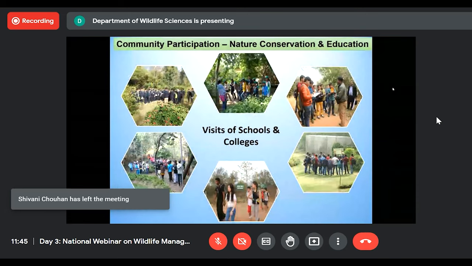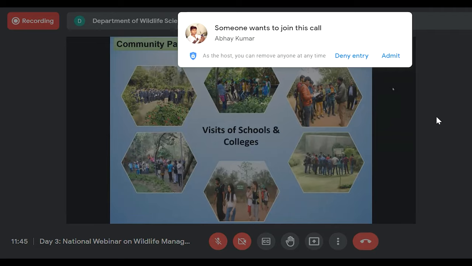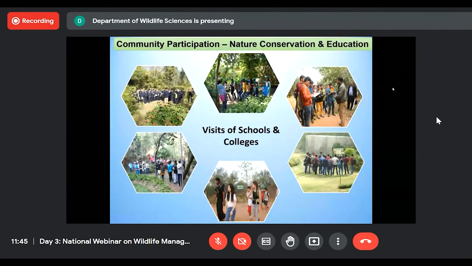Then nature conservation education. We invite all sections of students from Delhi NCR and other areas across the country. People come, learn the concepts, and enjoy it, taking knowledge. Our goal is also to carve out some human resource from these students. Out of 100, if five come into this field, our purpose is served: at least five students going into wildlife conservation or nature conservation out of this lot.